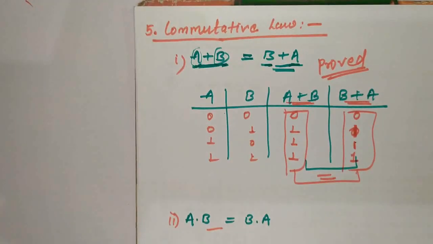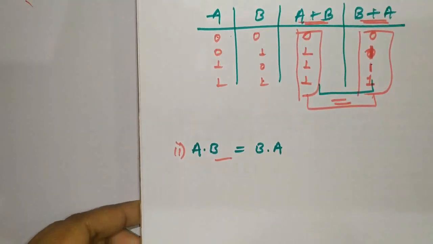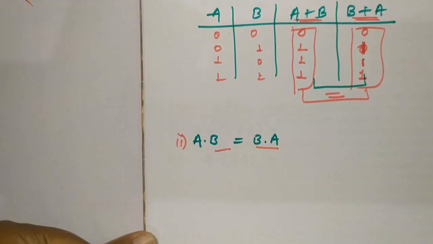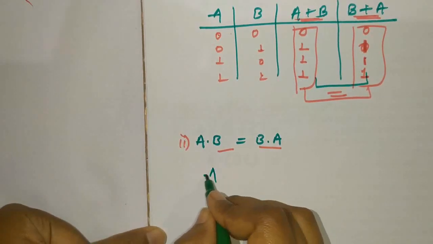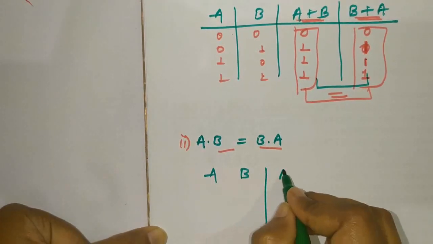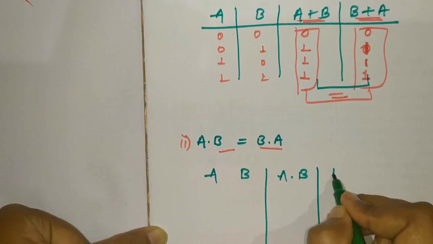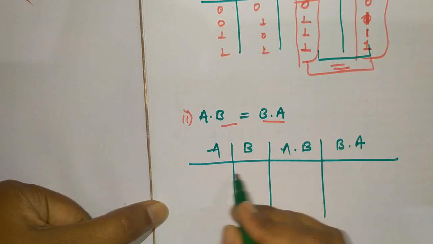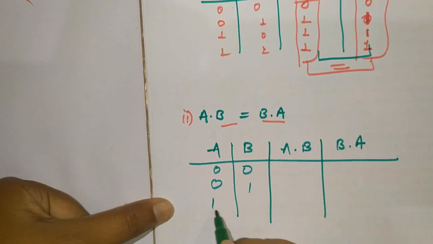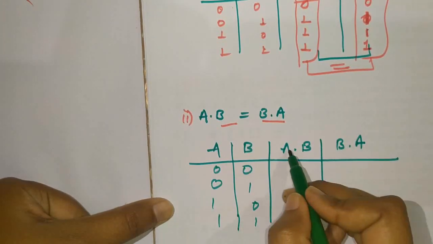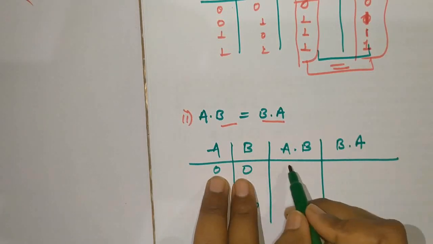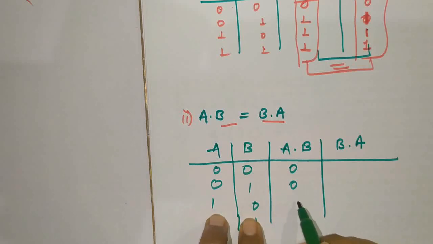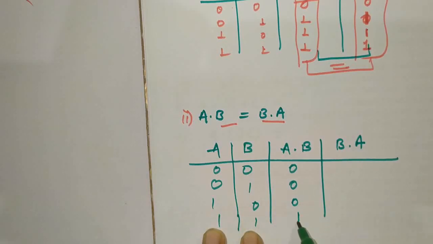This is the second part of the commutative law. So here A into B is equal to B into A. Let's check them. A, B, A into B and B into A. So 0, 0, 0, 1, 1, 0, 1, 1. A into B, that means 0 into 0. 0 into 0 is 0. 0 into 1 is again 0. 1 into 0 is 0. 1 into 1 is 1.